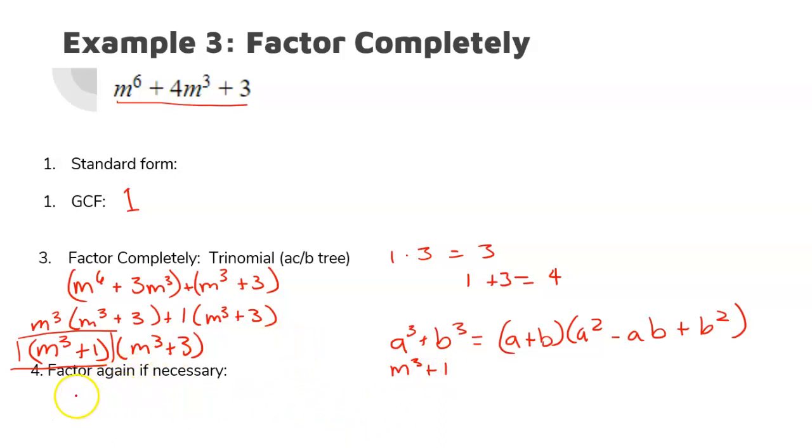So once I factor this, I'm going to get m plus 1 times m squared minus 1m plus 1 times, I can't forget to bring down my extra here, times m to the third plus 3. Now I know that I am completely done because there's nothing I can factor again.